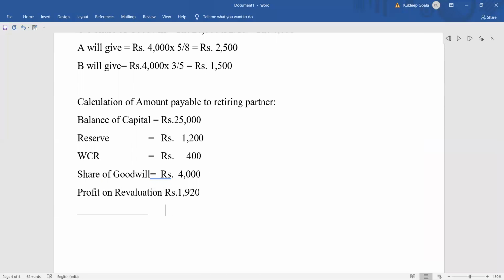Whatever the amount will come, we are going to add it up. Rupees 25,000 plus 1,200, so it is coming 26,000... 31,000... 32,520, isn't it? 32,520. And from here we are going to deduct less goodwill written off.